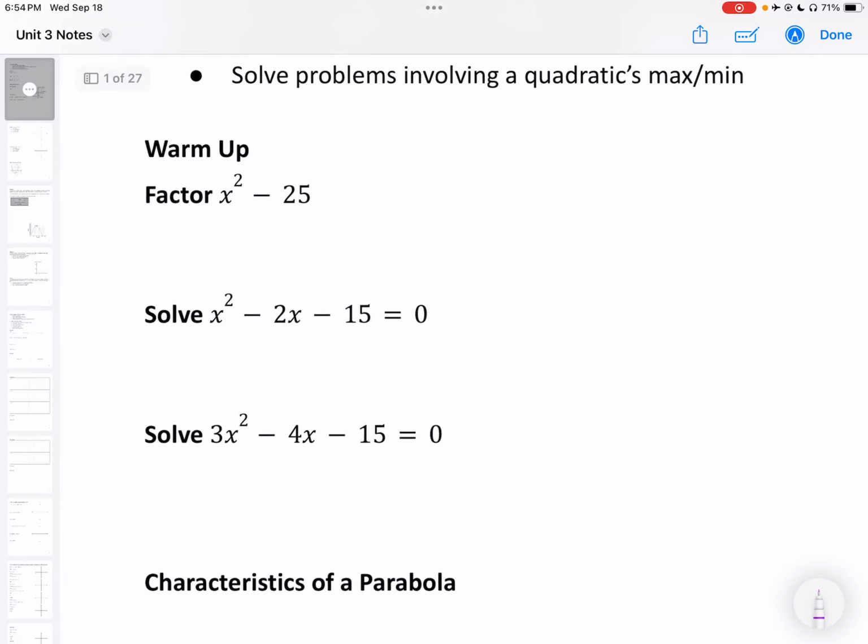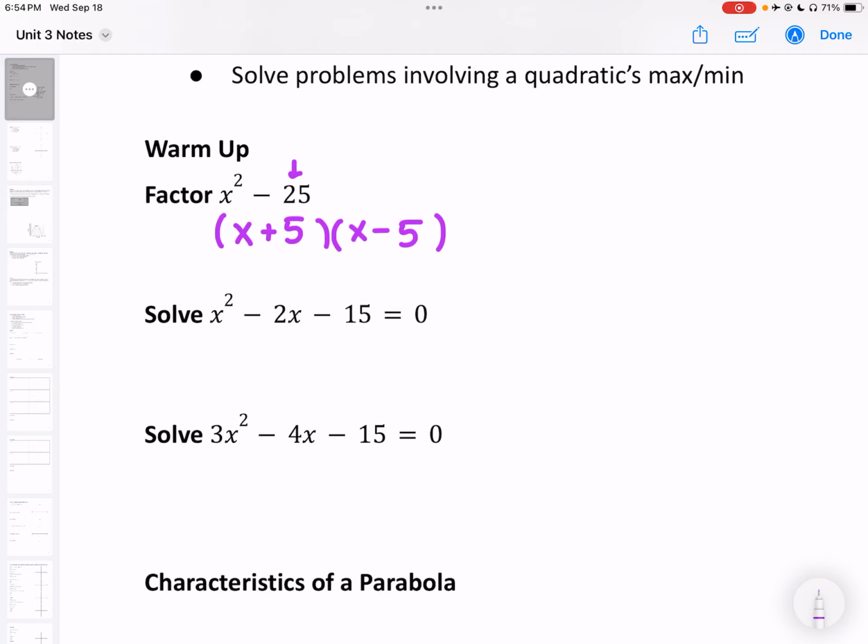So for the warm-up, we want to factor. I know that this is a difference of squares. So I know that this is going to be my perfect square. So that's a difference of positive 5 and negative 5. And so for factoring, that's all I have to do.